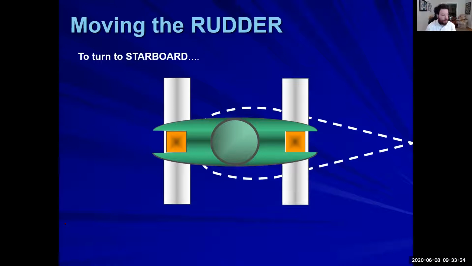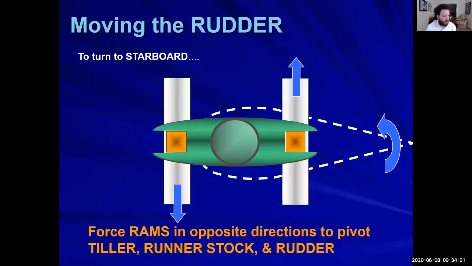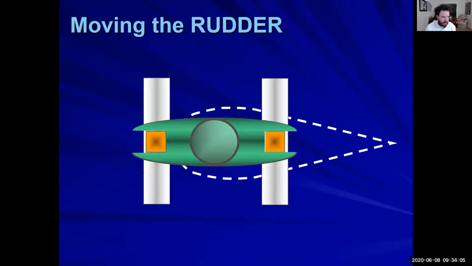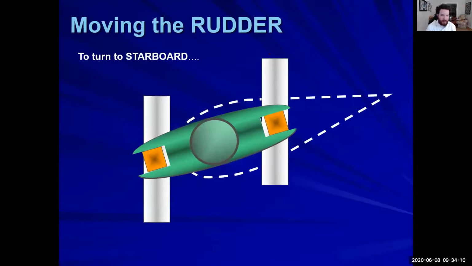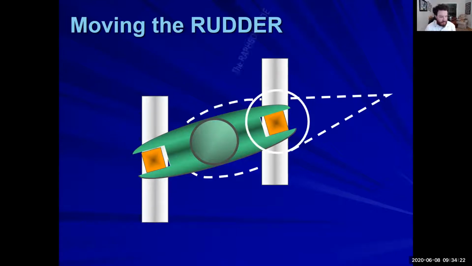So if we want to move the rudder to starboard, we're going to take these rams and we're going to force them in opposite directions. So turning it to starboard, as we force them in opposite directions, one's going that way, one's going the other way. The tiller basically has to ride on those. And that riding on those plates are called the Rapson slide.